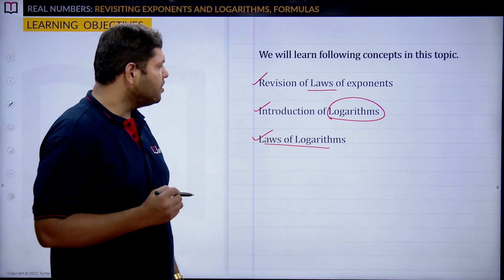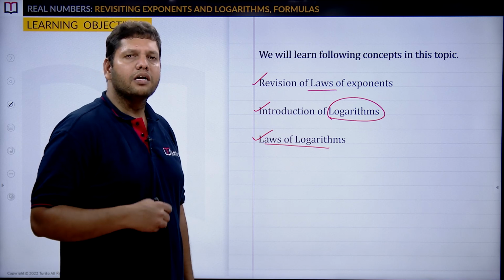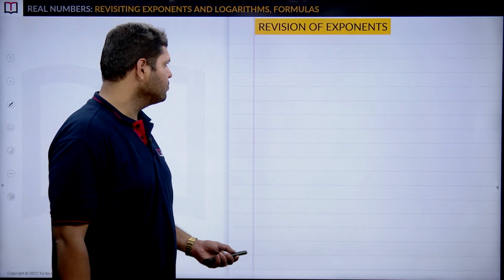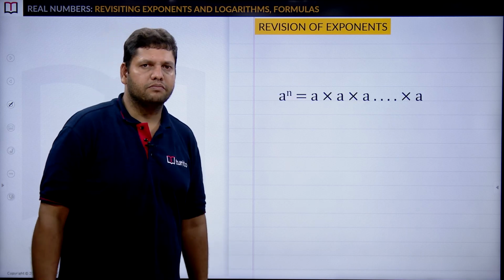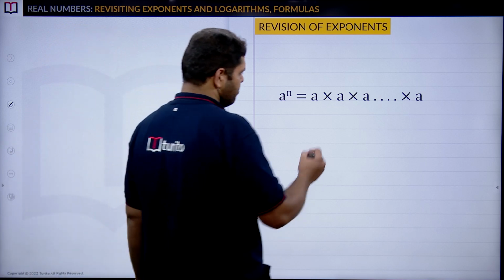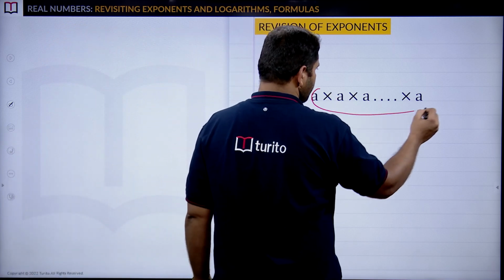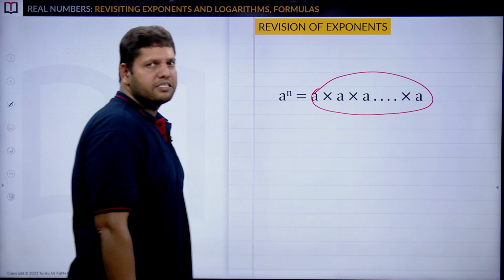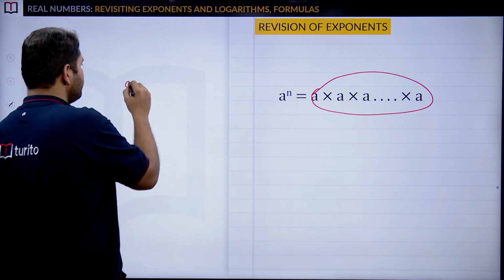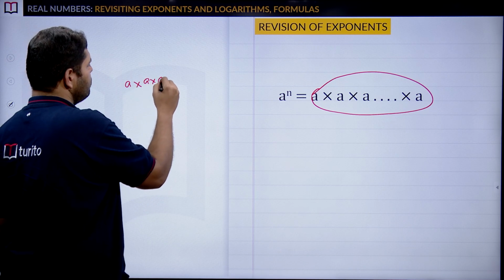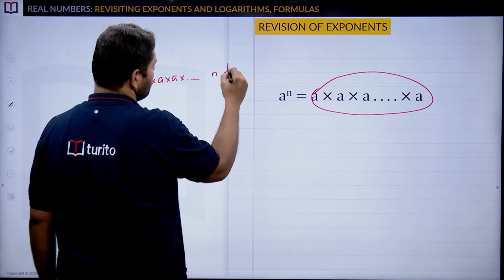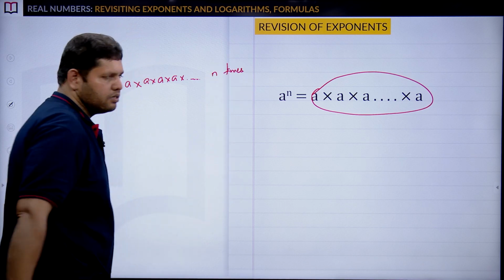Now children, let us see one by one the laws of exponents, introduction of logarithm and laws of logarithm. Clear? Now children, exponential form. You take a positive integer a. Suppose I am multiplying this a by itself n times, like a into a into a into a and so on, a repeating n times.